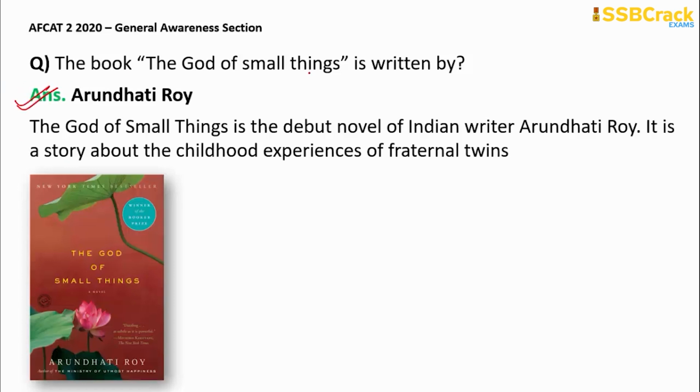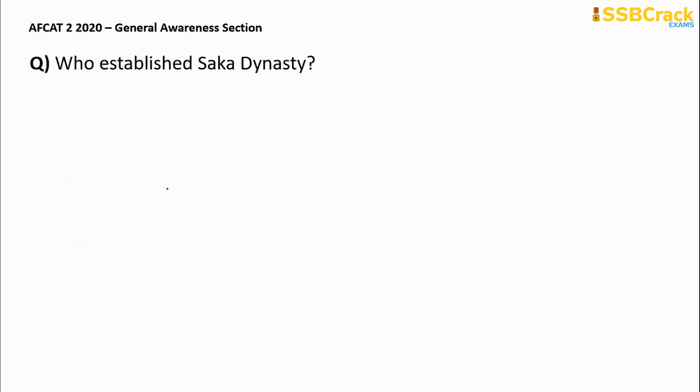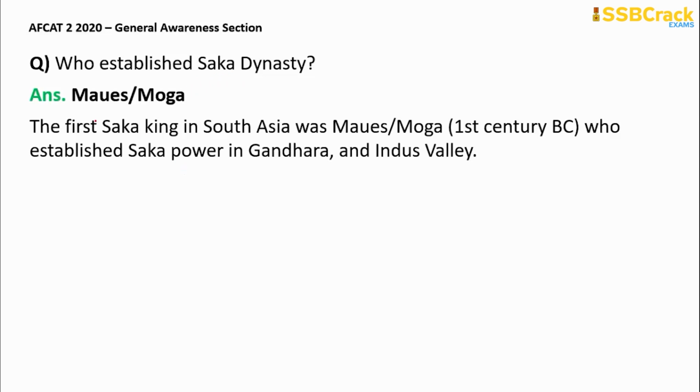She is the writer of this book, The God of Small Things, and it is a story about childhood experiences of fraternal twins. Next question, who established the Saka dynasty? So the founder was Maues or Moga, okay? He was the founder of the Saka dynasty.